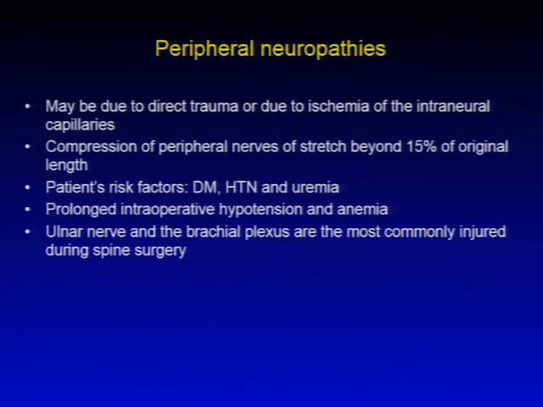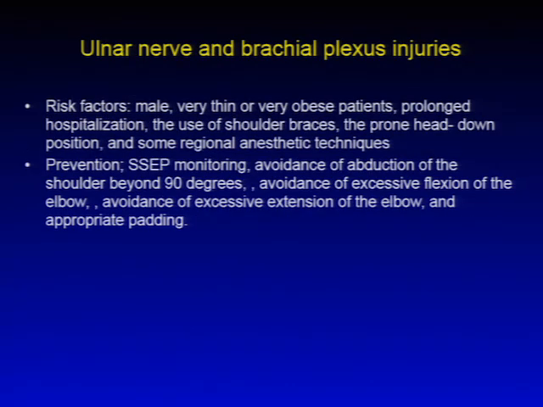The ulnar nerve and the brachial plexus are the most commonly injured during spine surgery. For ulnar nerve and brachial plexus injury, the risk factors are male sex, thin or very obese patients, prolonged hospitalization, the use of shoulder braces, the prone head-down position, and some regional anesthetic techniques.